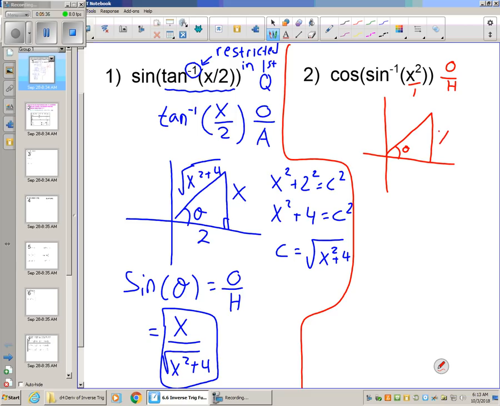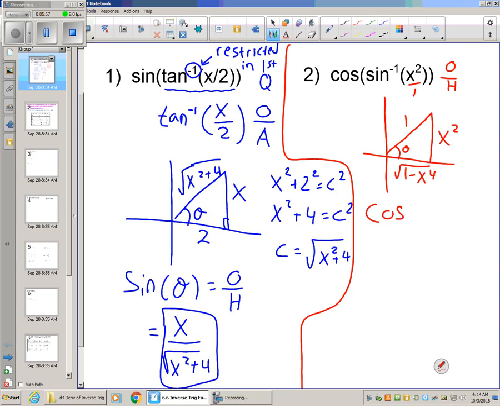The opposite side is x squared and the hypotenuse is 1. Doing the Pythagorean theorem again, we get that the missing leg is the square root of 1 minus x to the 4th. So I have the triangle with the corresponding side ratios given by sine inverse.